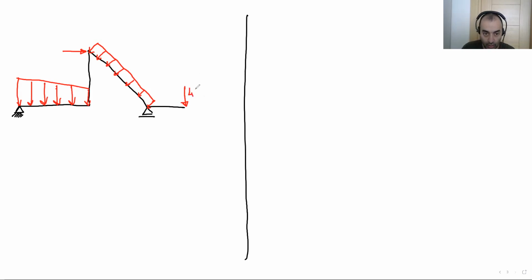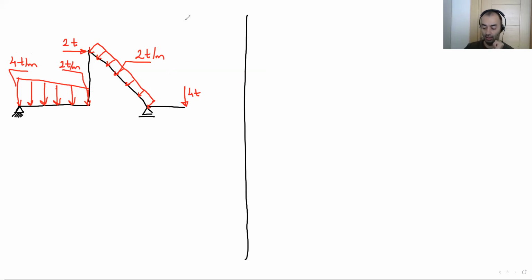This is 4 ton. Here, this is 2 ton meter. We have a horizontal load at the top, 2 ton. Here we have a trapeze loading. It's here 4 ton meter for this point, 2 ton meter.